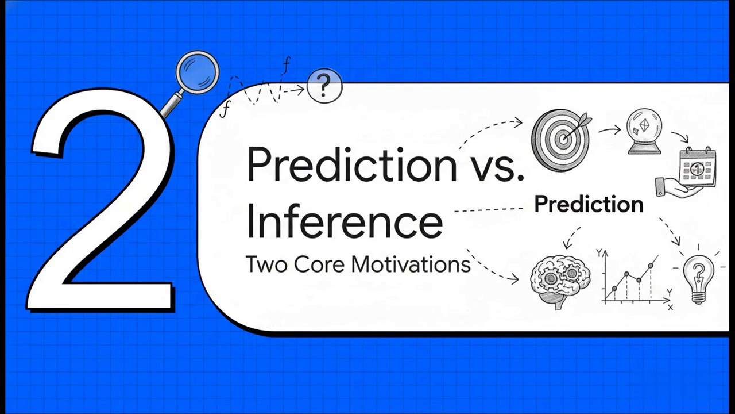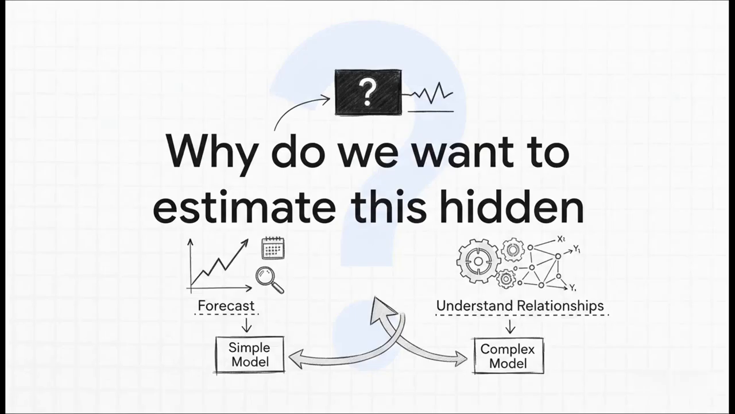So this brings up a really important question. Once we have our data, why are we even bothering to estimate this hidden function f anyway? Well, it turns out there are two very different and very important reasons. Are we just trying to make a really, really accurate forecast? Or are we trying to deeply understand the relationship between our variables? Because your answer to that question completely changes the kind of model you're going to want to build.